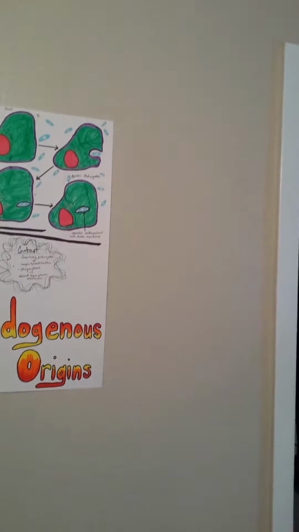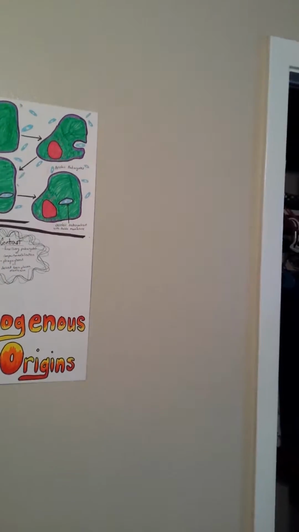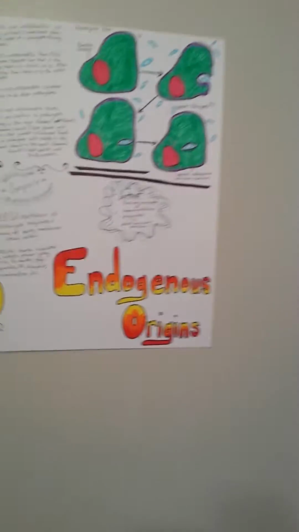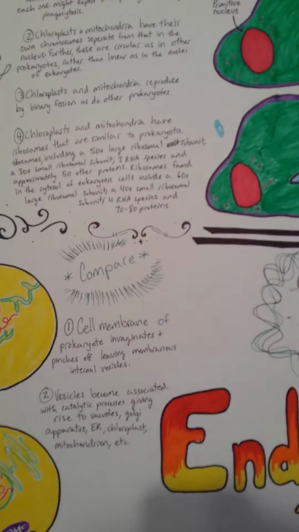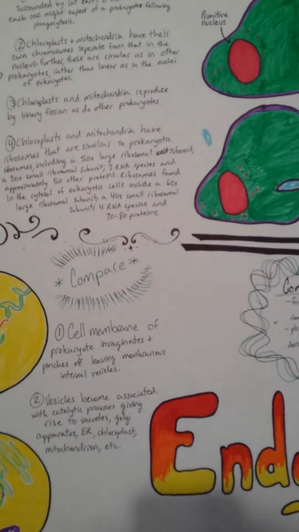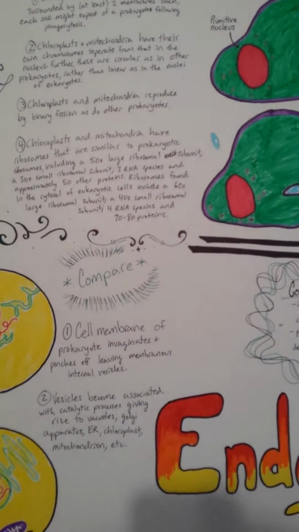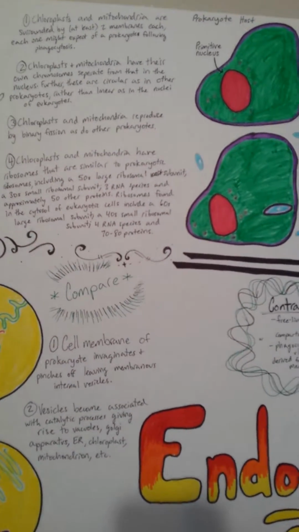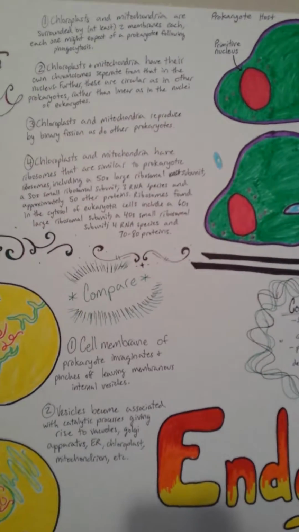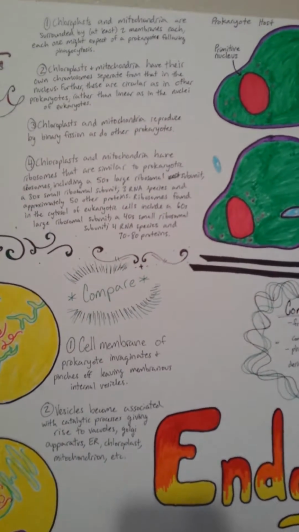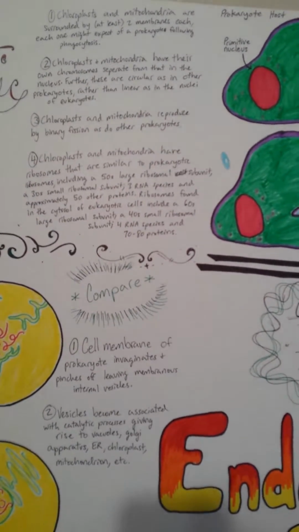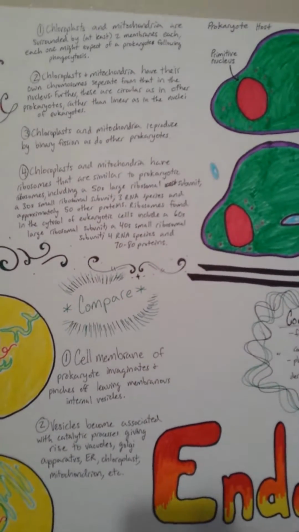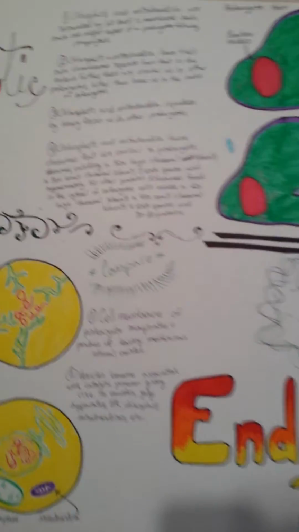The fourth point is chloroplasts and mitochondria have ribosomes that are similar to prokaryotic ribosomes, including a 50S large ribosomal subunit, a 30S small ribosomal subunit, 3 RNA species, and approximately 50 other proteins. Ribosomes found in the cytosol of eukaryotic cells include a 60S large ribosomal subunit, a 40S small ribosomal subunit, and 4 RNA species and 70 to 80 proteins.